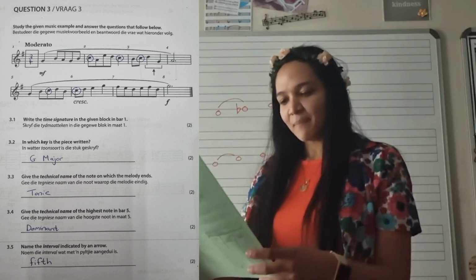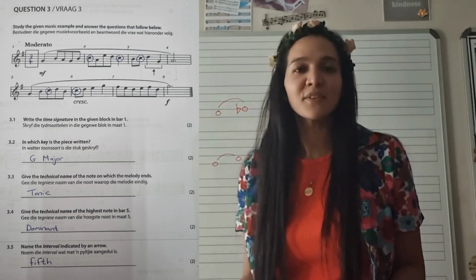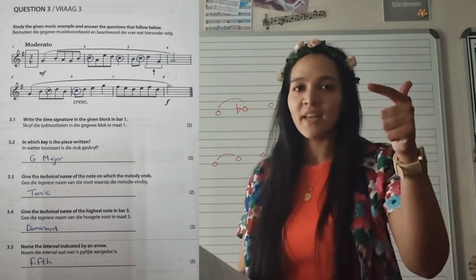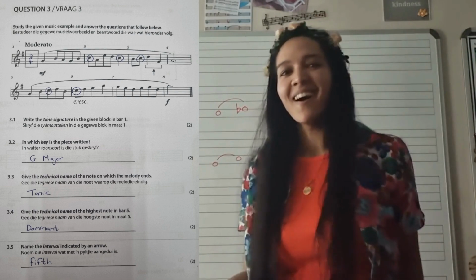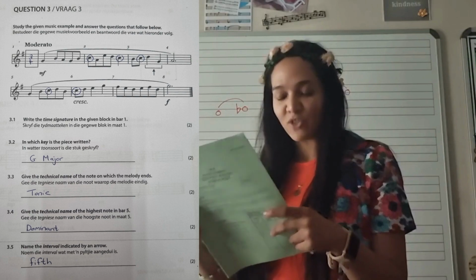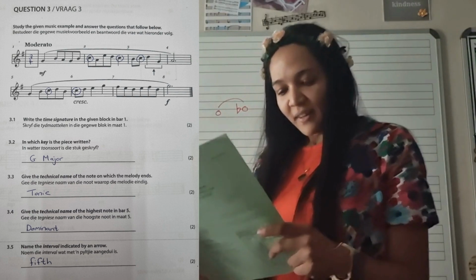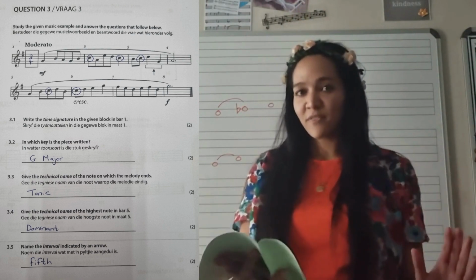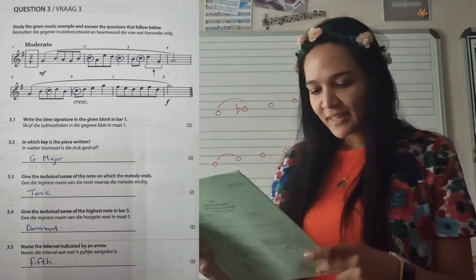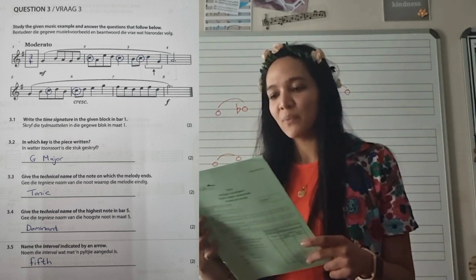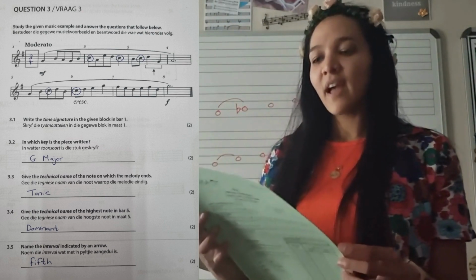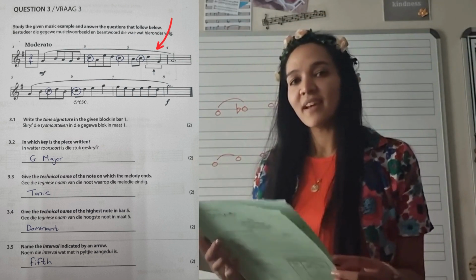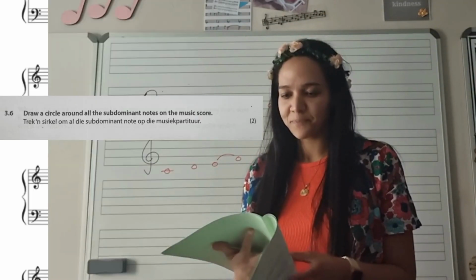Then give the technical name of the highest note in bar 5. The highest note in bar 5 is a D. And D is the G, A, B, C, D, dominant of G major. So we will go ahead and write dominant there. Then they ask the interval, which at this stage can only be a third or a fifth. So they ask the indicated interval, and over there in bar 3, we can see the arrow pointing towards the D and G, and that is definitely an interval distance of a fifth.